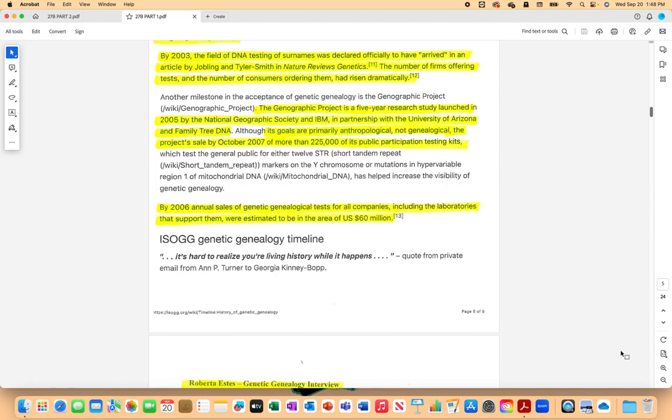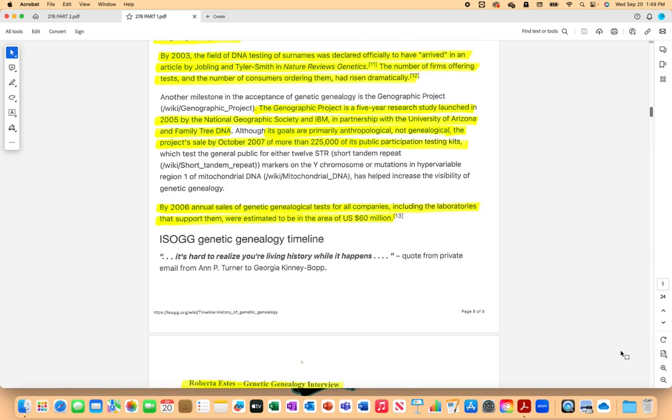The Genographic Project is a 5-year research study launched in 2005 by the National Geographic Society and IBM in partnership with the University of Arizona and Family Tree DNA. Its goals are primarily anthropological, not genealogical. The project sold more than 225,000 of its public participation testing kits by October 2007.